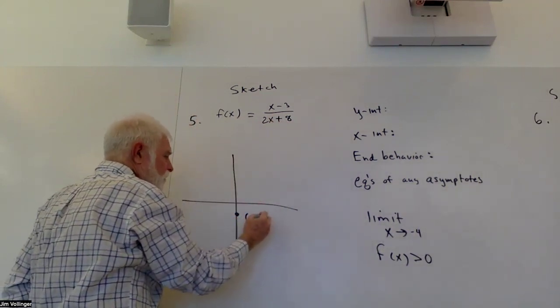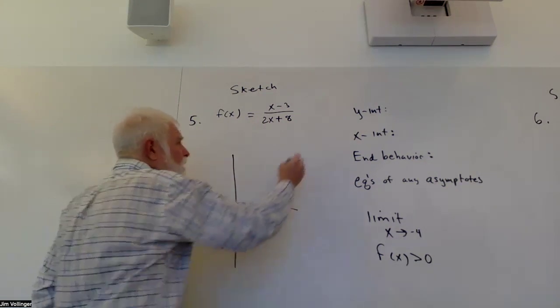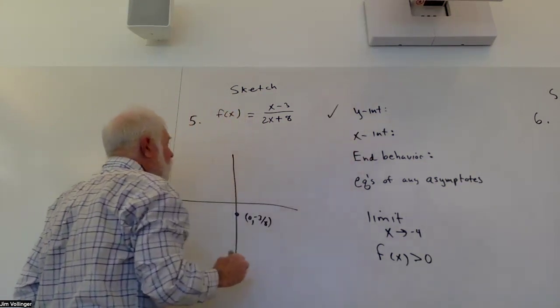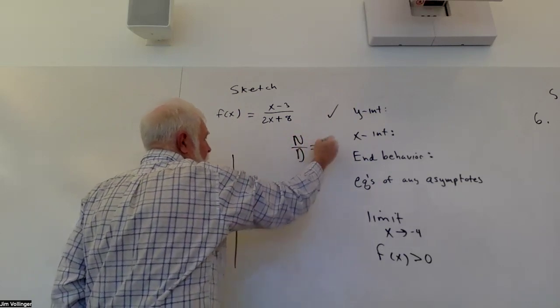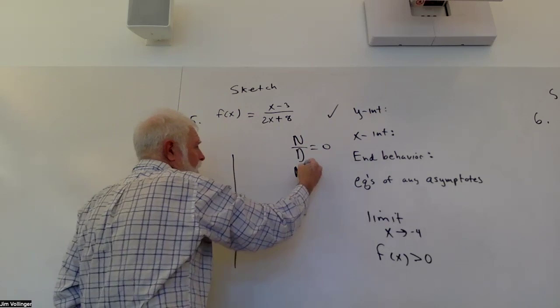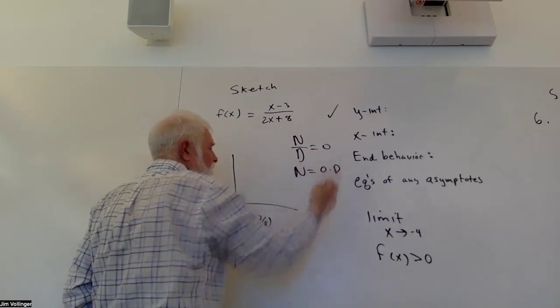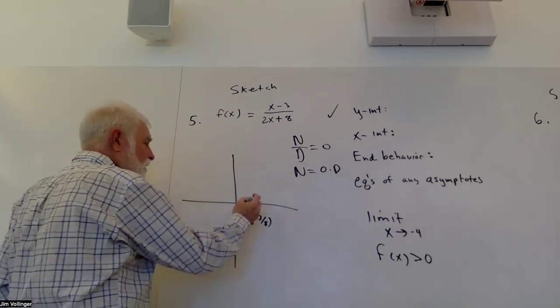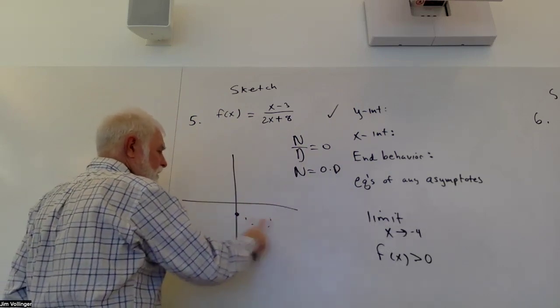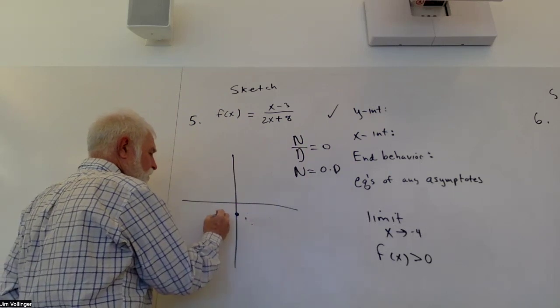0 gets me -3/8. Check. X-intercept. Well, I know fractions have a numerator and denominator. And if they're going to equal 0, then the numerator has to equal 0 times the denominator, which means I'm looking for when the numerator is 0. That's not hard. We'll call that, let's put that on this side, 0.